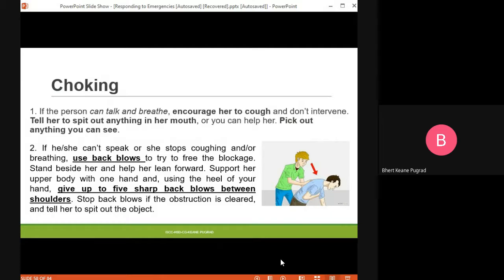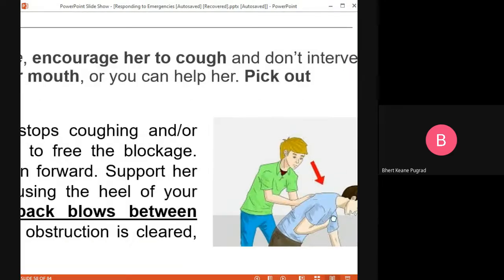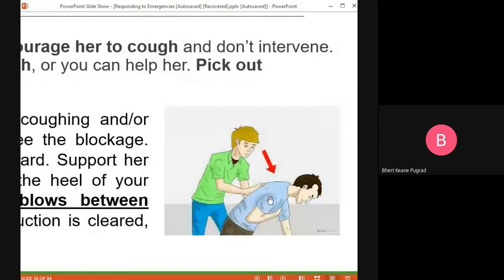If she cannot speak and she stops to cough or breathe, okay, talagang nahirapan na siyang huminga, hindi na siya nakapagsalita, at hindi na niya ma-cough out yung foreign object, you need to give back blows. How to deliver back blow. Okay? So medyo you tilt the patient down and deliver back blow directly to the patient's back. Okay? Kumbaga, parang binubugbog, pero ganun kasi yung mechanism doon.